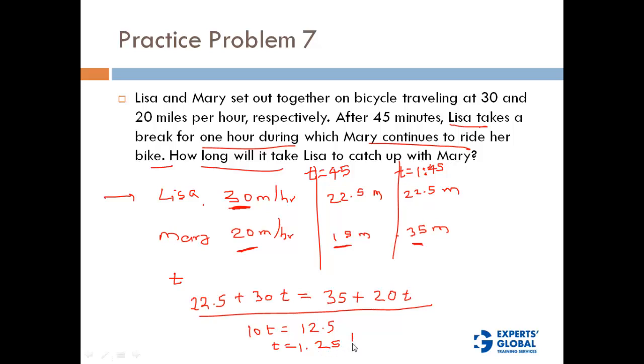Okay, so 1.25, it's going to be hours. So after 1.25 hours, Lisa is going to catch up with Mary, and the distance we can find out by putting the value of t in this side of the equation or that side of the equation.